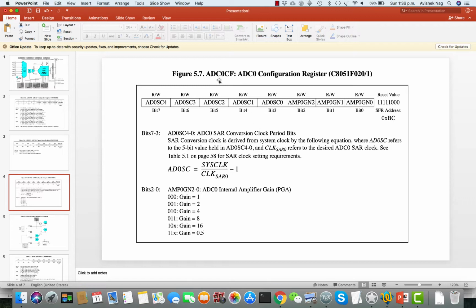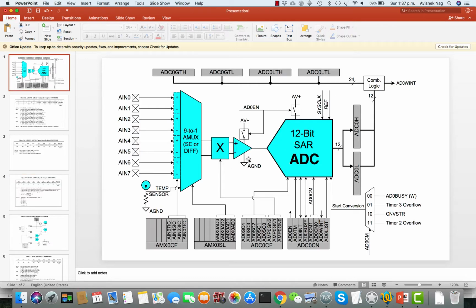So this entire ADC0CF register, again to summarize, first of all it sets the clock, and also it sets the gain of the amplifier here, this amplifier.